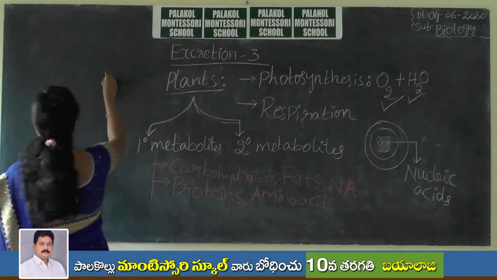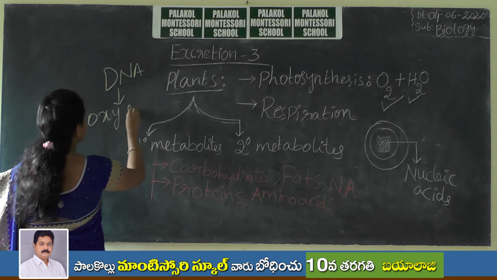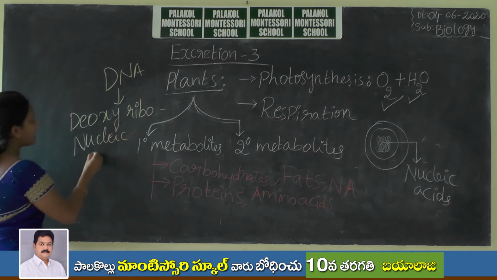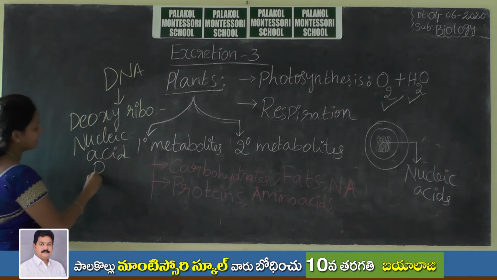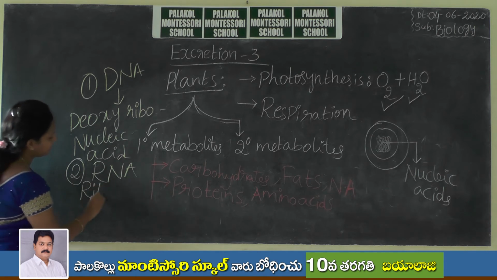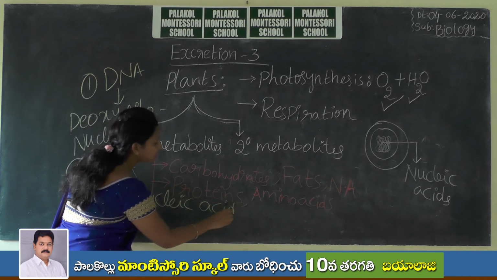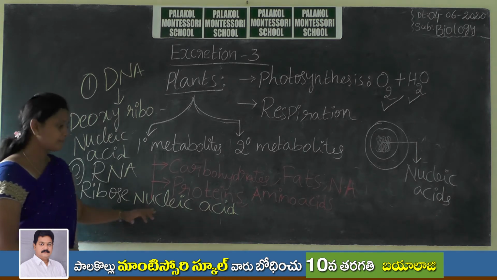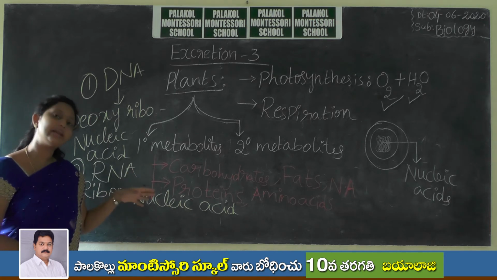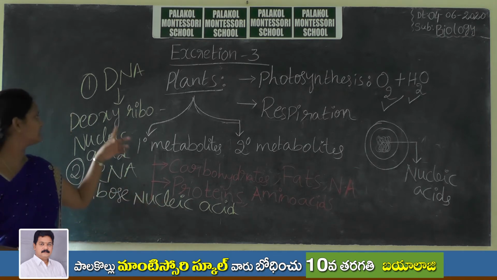DNA means deoxyribonucleic acid. In case of RNA, this is the second type: RNA is ribonucleic acid. RNA is commonly present in prokaryotes, DNA commonly present in eukaryotes. But exceptionally, some prokaryotes also have DNA, and some eukaryotes also have RNA. This is ribonucleic acid, this is deoxyribonucleic acid.